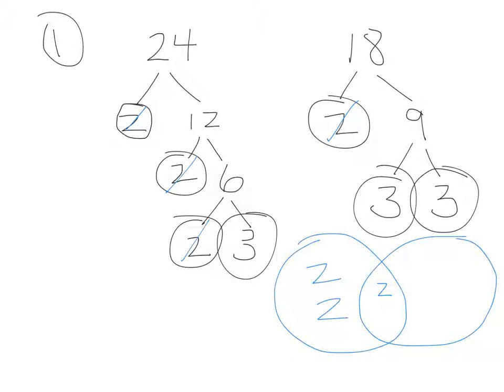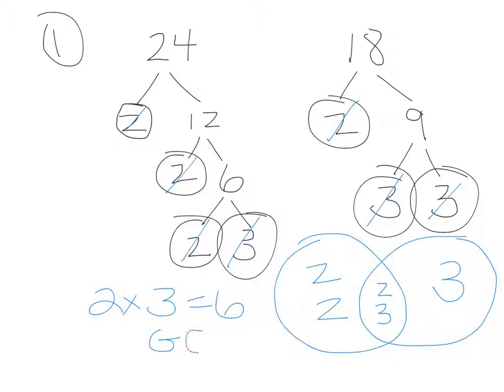Now I see that I can pair up a 3 from the 24 and a 3 from the 18, and I put the pair there. And I have one 3 left over here. That goes on this side. Using the center, I can see that 2 times 3 equals 6, which tells me that 6 is the greatest common factor of 24 and 18.